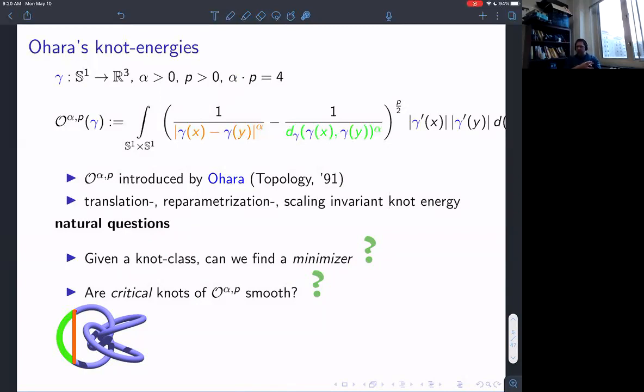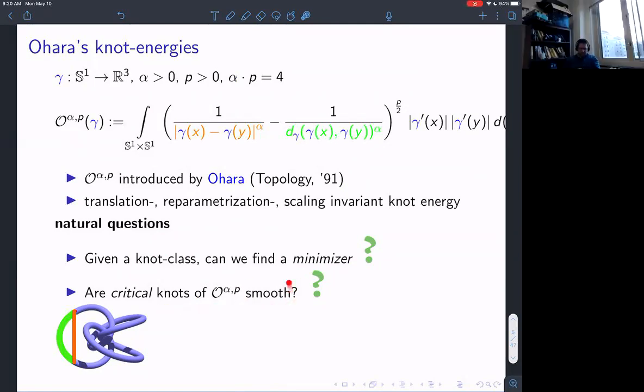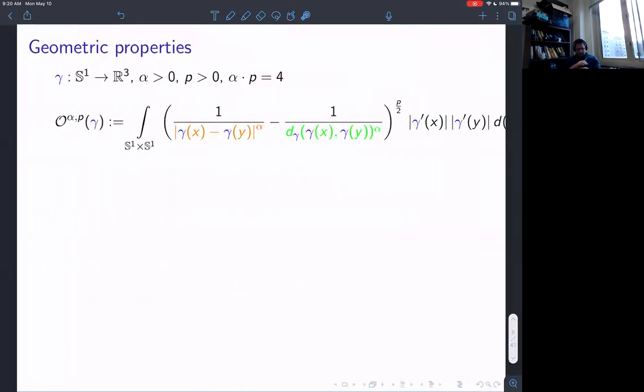And if we talk about minimizers, as usual in calculus of variations, you kind of expect that you maybe can get a minimizer in some Sobolev sense, some Sobolev minimizer, and then you would like to say, well, that's actually a classical minimizer, and it's smooth or something. So regularity theory, and I mostly will concentrate on regularity theory because that's the only thing we can do. All right, so to attack these questions, you can investigate geometric properties. So again, this is the energy. I will now restrict to this alpha times p equals 4 case most of the time.